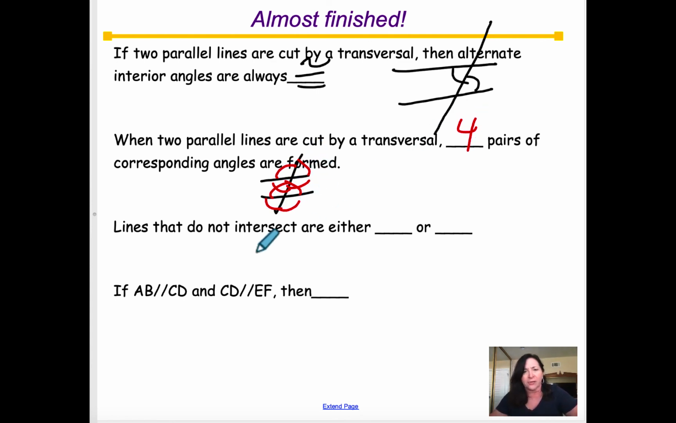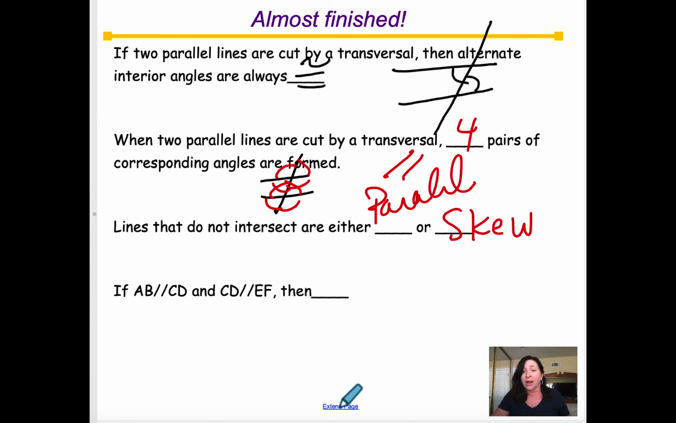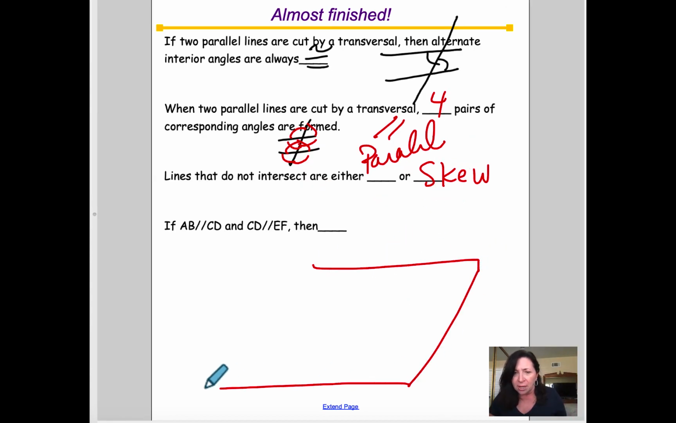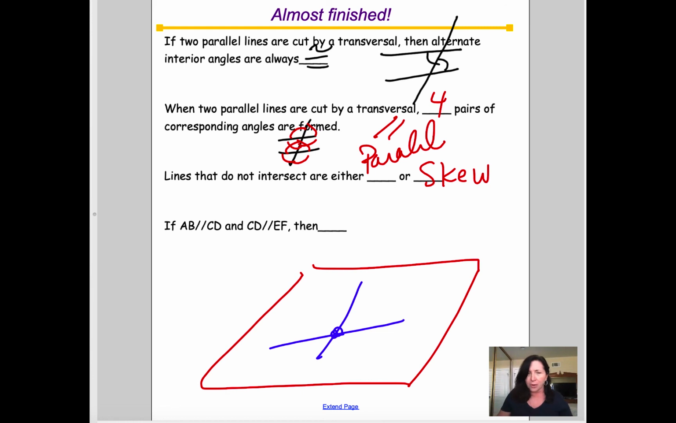That's four. Four pairs. Lines that don't intersect, well, they're either parallel, right? Parallel or like that, or they're skew. Remember, if lines are parallel or lines intersect, they have to be in a plane. No exceptions. That means that you can't have one line here parallel to this line out here. That would make that skew, and that won't work.